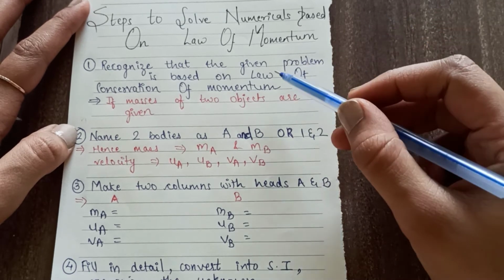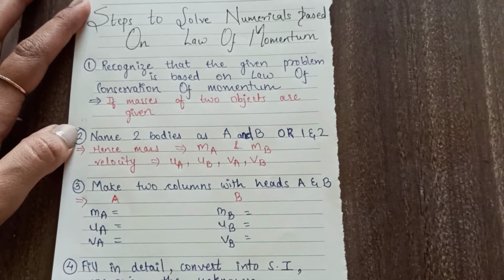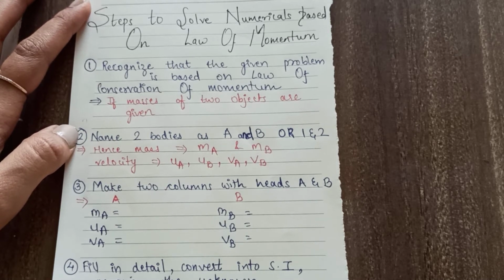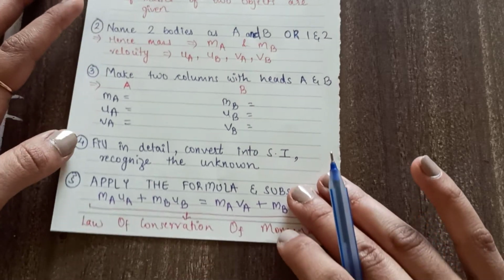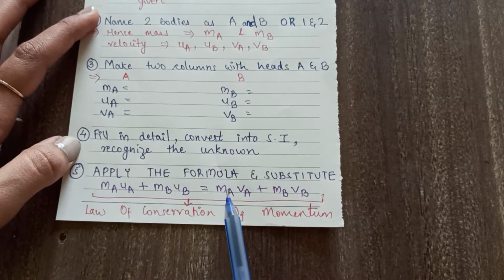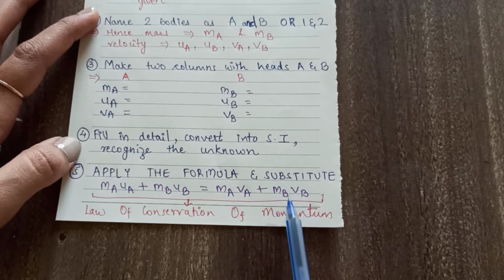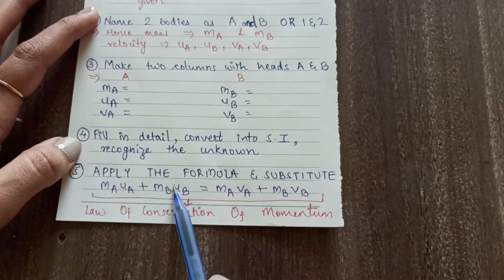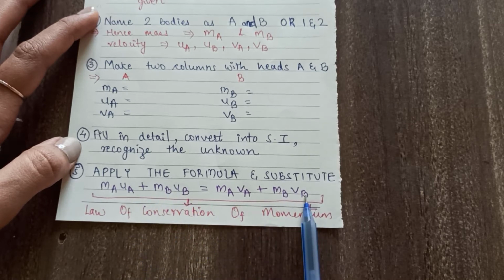The first step is to recognize whether the question is based on the law of conservation of momentum, that is, to recognize that we have to apply it. Now how do we recognize? We know the formula for the law of conservation of momentum: MAUA plus MBUB equals MAVA plus MBVB. That means we have two bodies of two different masses, with two different initial velocities and two different final velocities.